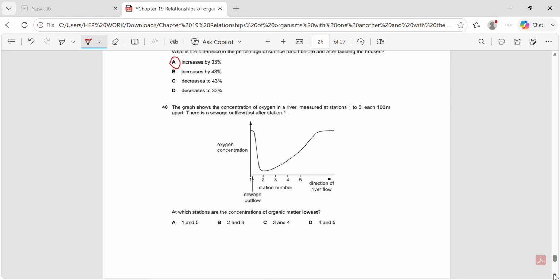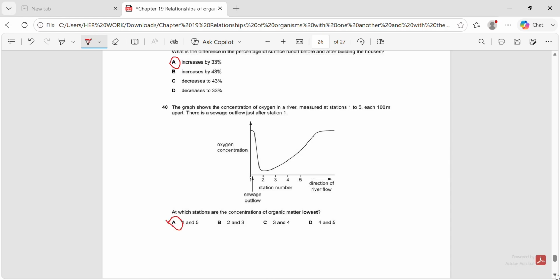At Station 1, the sewage has not yet entered the river, so the water is still clean. By Station 5, most of the organic matter has been decomposed and the river has largely recovered. So, A is the correct answer because the concentrations of organic matter are lowest at Stations 1 and 5.